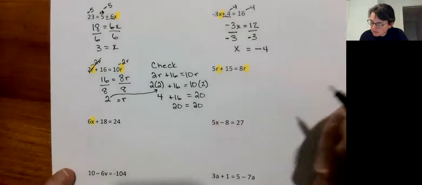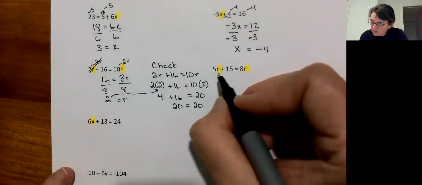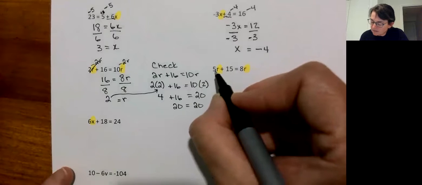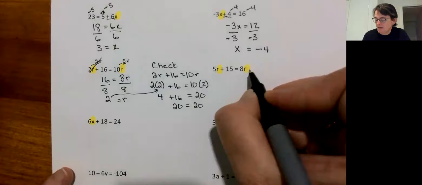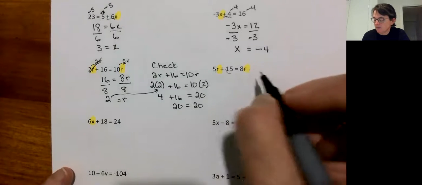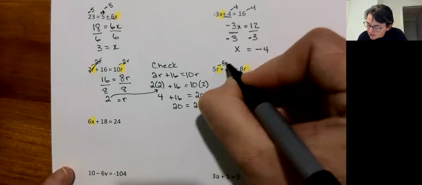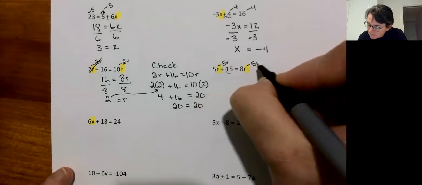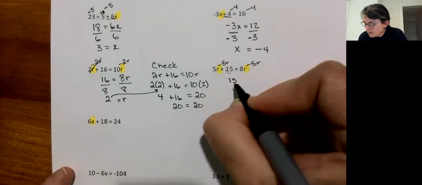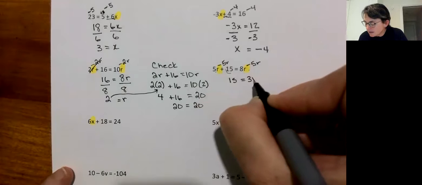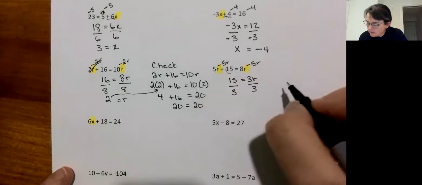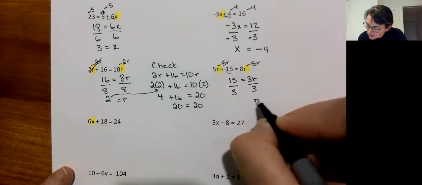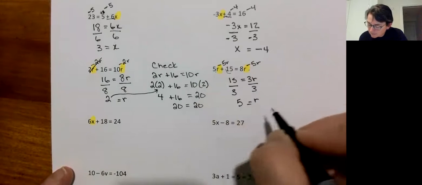All right, I'm going to do one more. Oh, look at that. They're separated again. So it looks like we've got 5R plus 15 is equal to 8R. I'm going to move this 5R over to this side so that I have my numbers here and my variables there, minus 5R. So 15 is equal to 3R, divide by 3, divide by 3. So R is going to be 5.